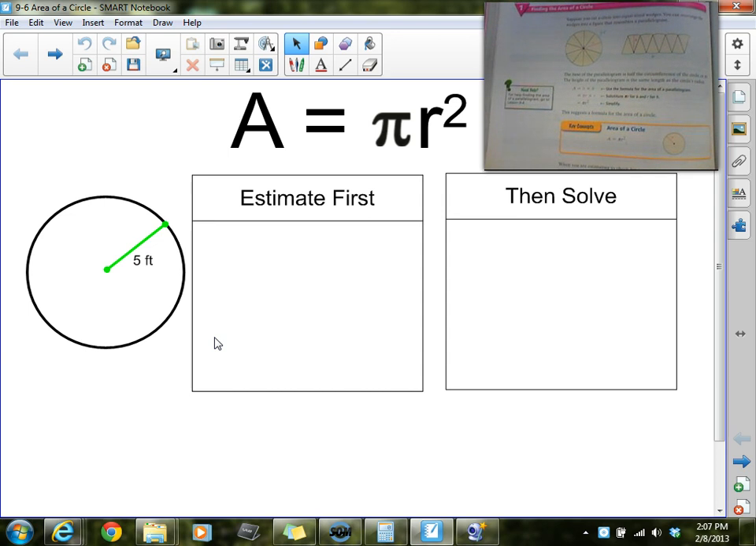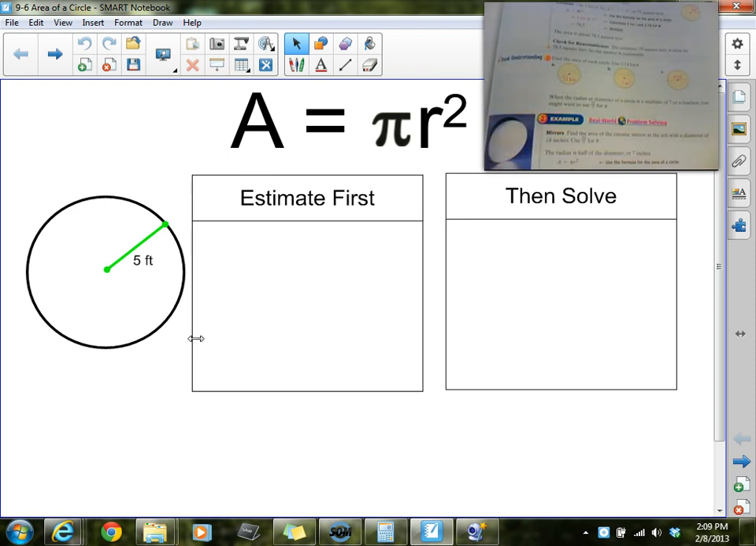Pi is the Greek letter, and in this case it means 3.14 or 22/7, and we're going to be using both 3.14 and 22/7 tonight, so we're going to be practicing with that. So let's go ahead and start by practicing using this formula. As I always strongly encourage you, estimate your answer first. That's going to help you out the most.